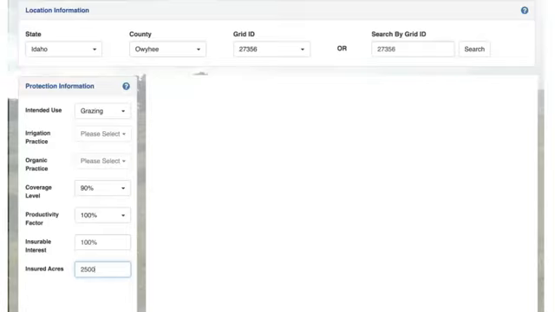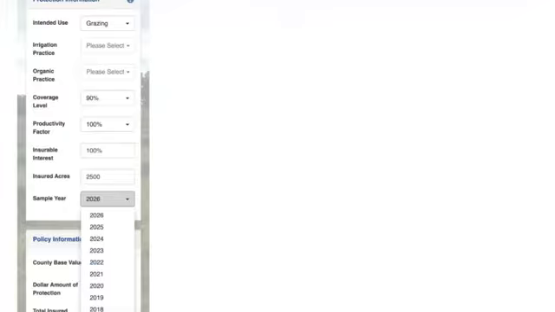In this example, we will be insuring 2,500 acres. And finally, select the sample year. This will show you how your coverage strategy would have performed against the actual rainfall data that was collected from that year. For this example, our sample year will be 2024.